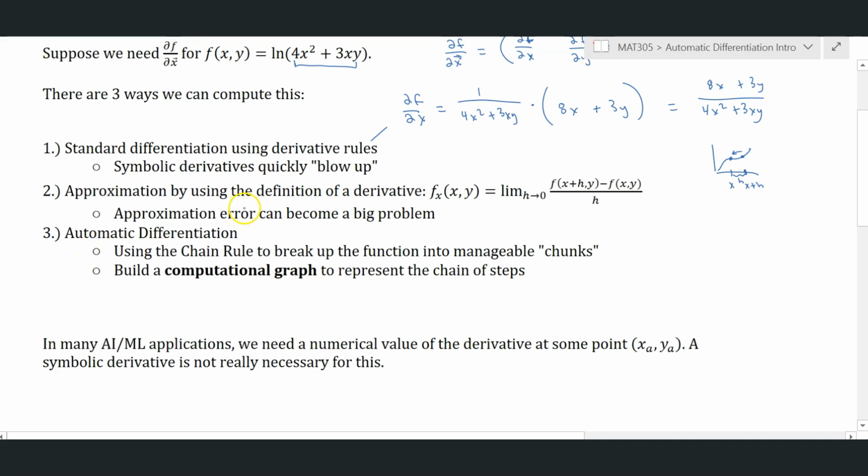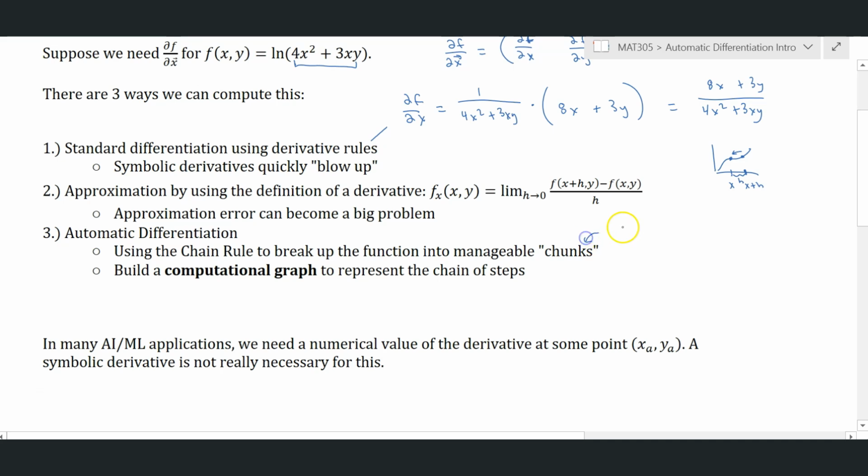Now, automatic differentiation is kind of a misnomer in a way. I mean, it's not automatic, but it automates the process. So in that sense, it's automatic. But it's not automatic as in it's instant or what we might imagine. So the way automatic differentiation works is that we use the chain rule to really deconstruct the function. And we can imagine how we're going to break these chunks up by using what's called a computational graph to represent the chain of steps.